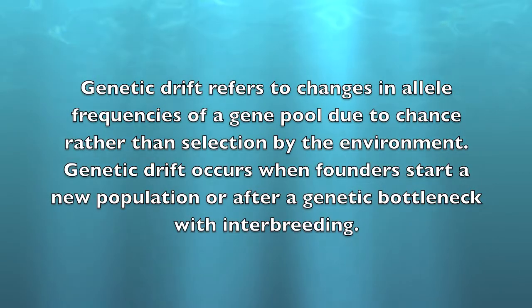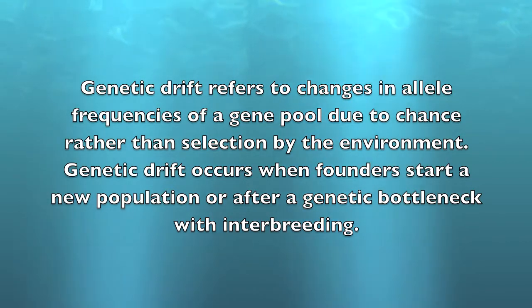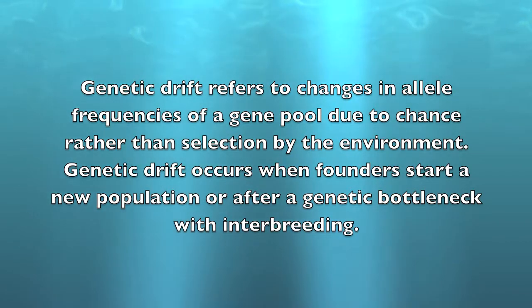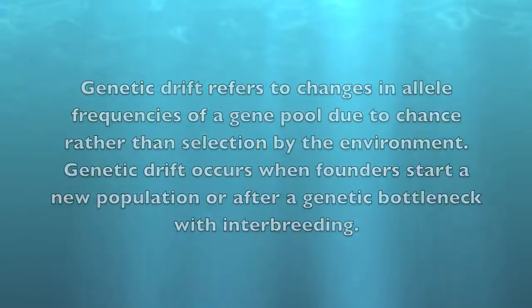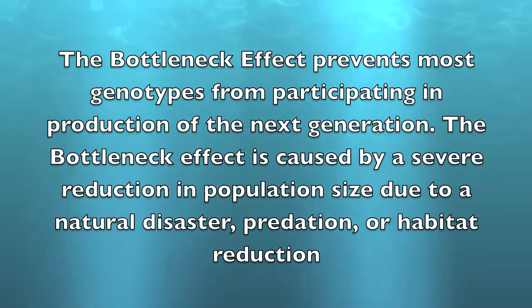Genetic drift refers to changes in allele frequencies of a gene pool due to chance rather than selection by the environment. Genetic drift occurs when founders start a new population or after a genetic bottleneck with interbreeding. The bottleneck effect prevents most genotypes from participating in production of the next generation. The bottleneck effect is caused by a severe reduction in population size due to a natural disaster, predation, or habitat reduction.